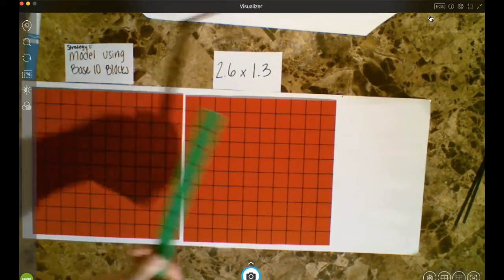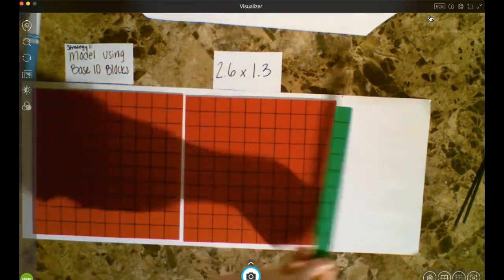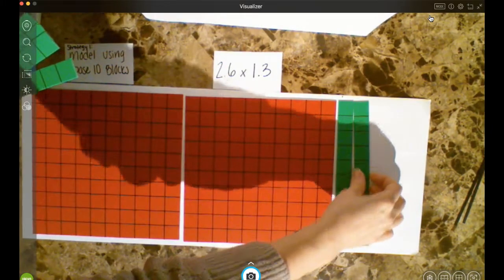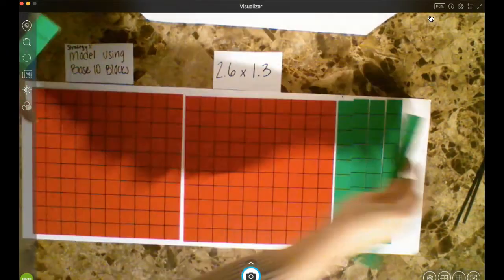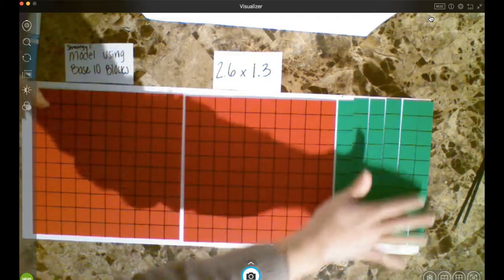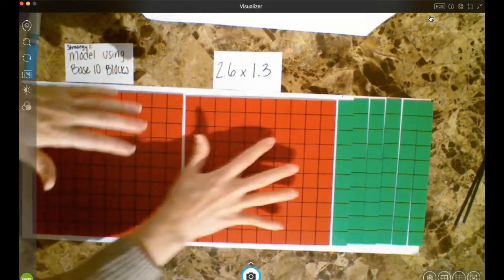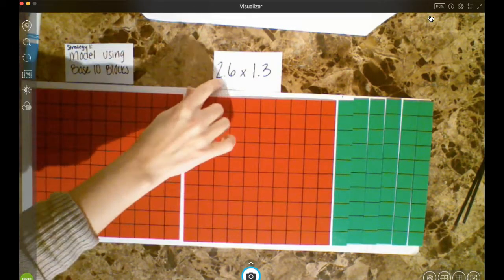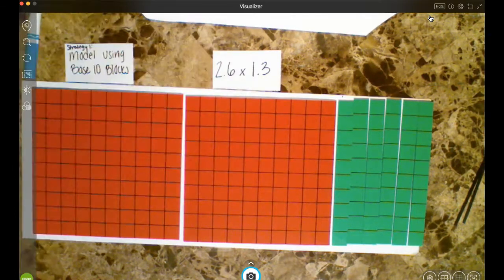And now since we've got two wholes, now I need 6/10. So each one of these strips represents 1/10. So we have 1/10, 2/10, 3/10, 4/10, 5/10, and 6/10. And remember, these represent a tenth because they're 1/10 of a whole. Okay? So now I've gotten 2.6 represented using my base 10 blocks. And now the goal is I want to multiply 2.6 times 1.3.